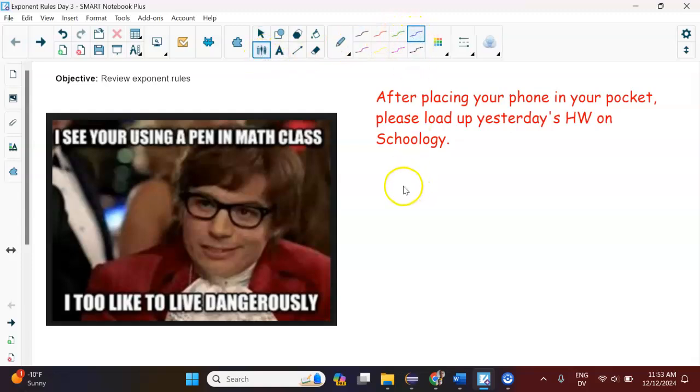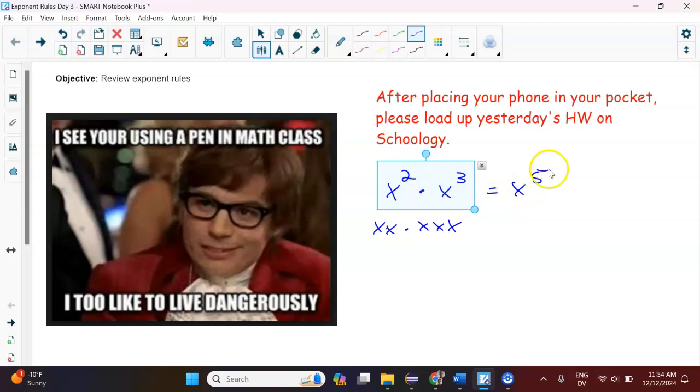I guess the main thing I'd give you is there are a lot of rules to remember, but if you're not sure what to do, try expanded form. Okay, so in this example, it's going to be either x to the 5th or x to the 6th. If you can't remember, just think x squared is x times x, and x cubed looks like that. So that means you have 5 x's total, x to the 5th.